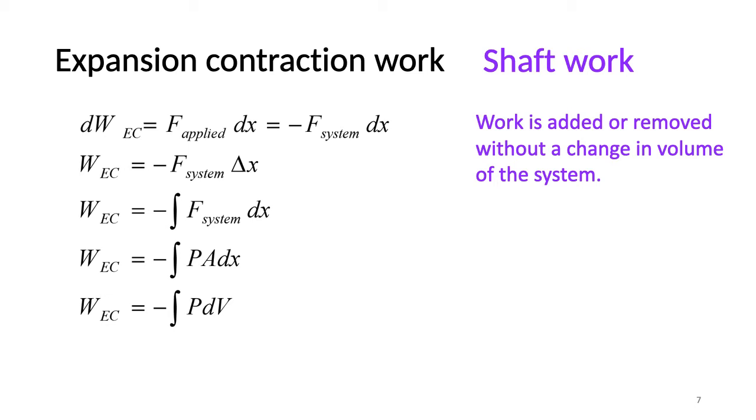If F is a function of X, then we can take the integral to compute the work done on the system. The force is equal to pressure times area, and hence we can write the expansion-contraction work as P times dV. So what is the shaft work? The work is being added or removed without a change in volume of the system.